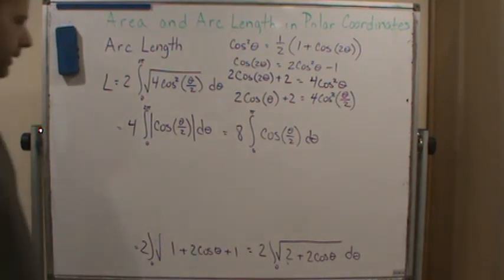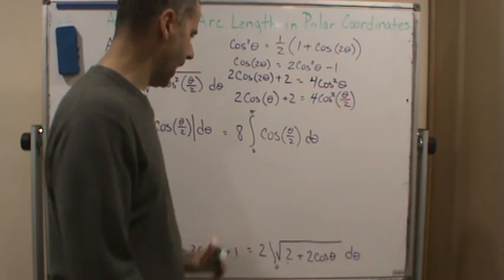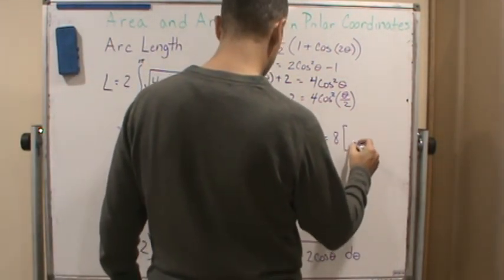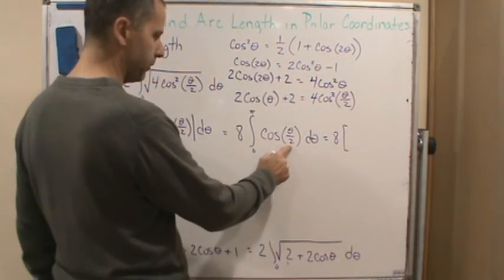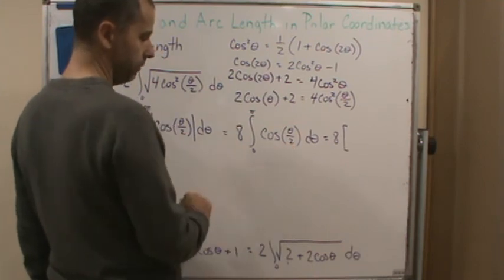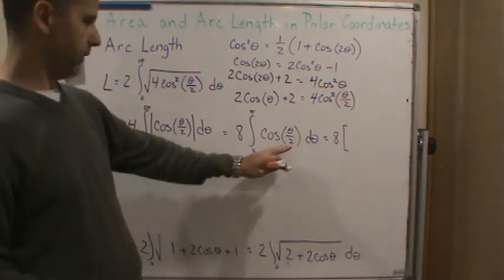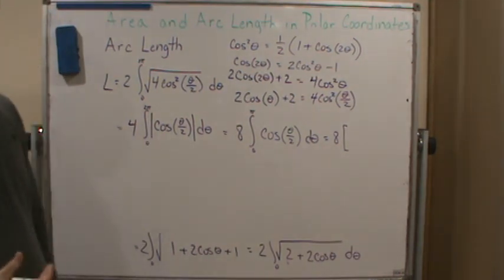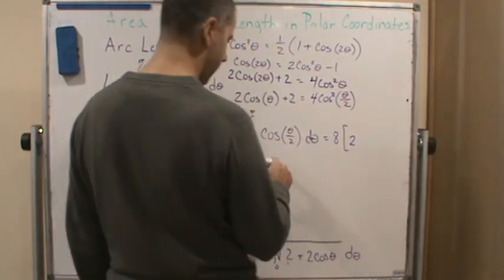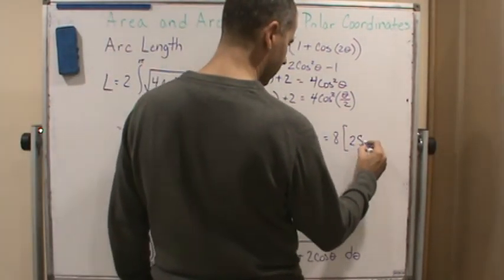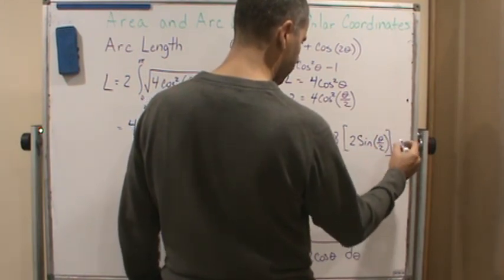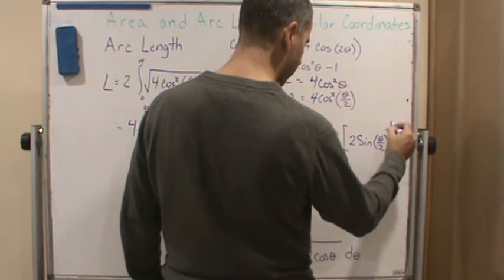The antiderivative of cosine is sine. So this is going to be 8 times, and here you have to be careful because we have to divide by the derivative of the inside function. The derivative of the inside function is a half, so we divide by half, or in other words, multiply by 2. So this is going to be 2 times the sine of theta over 2, evaluated from 0 to pi.